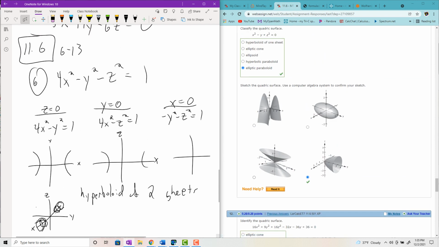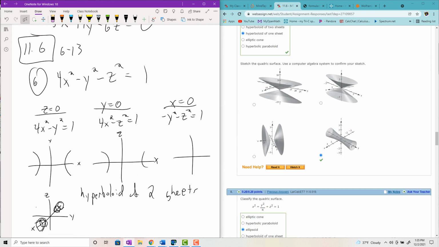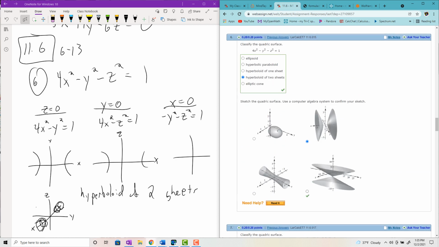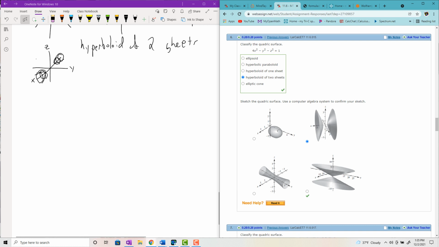So is that right? Number 6? I mean, am I going insane? That's correct, right? Where are you? Number 6. Yeah, there's space in between the hyperboloid. Okay. Yeah, so make sure you could do those.